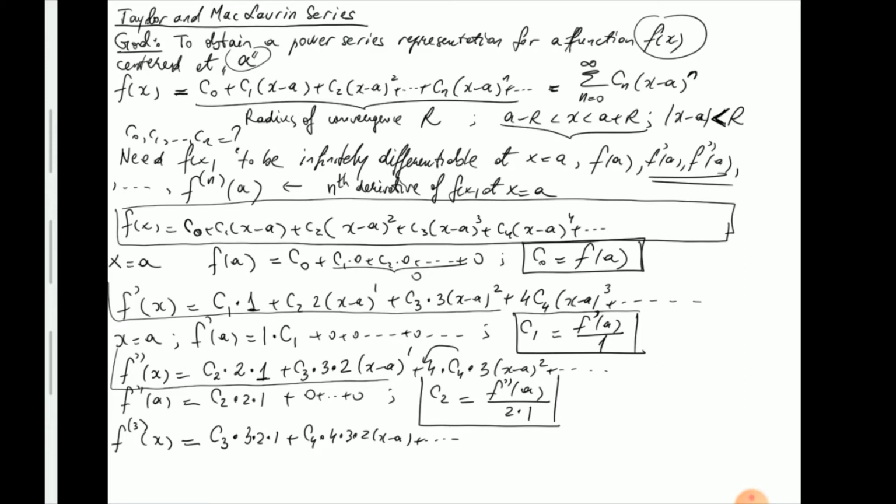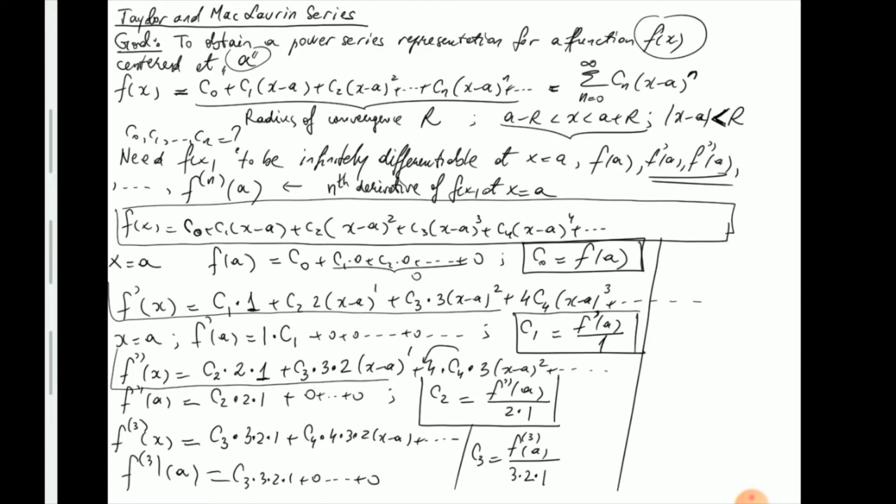So notice each time you differentiate, you have a constant in the beginning of the summation, and all the other terms will contain x minus a. So that when you plug in a for x, you're going to get just the constant in front of the summation, and all the other terms will be 0. So then finally, c3 from this equality is going to be the third derivative evaluated at a over 3 times 2 times 1.